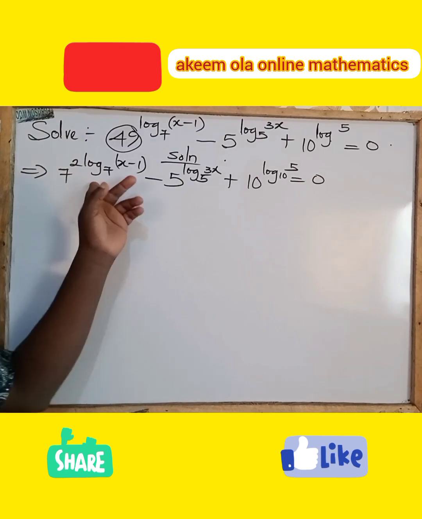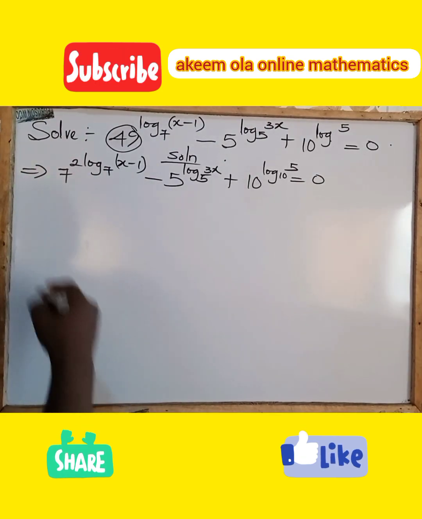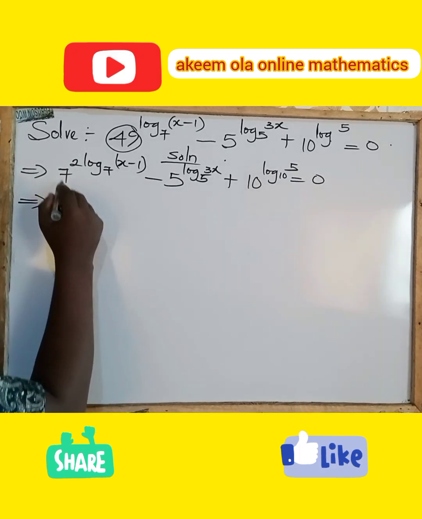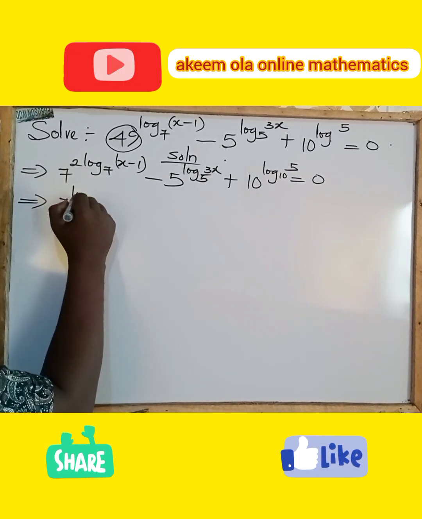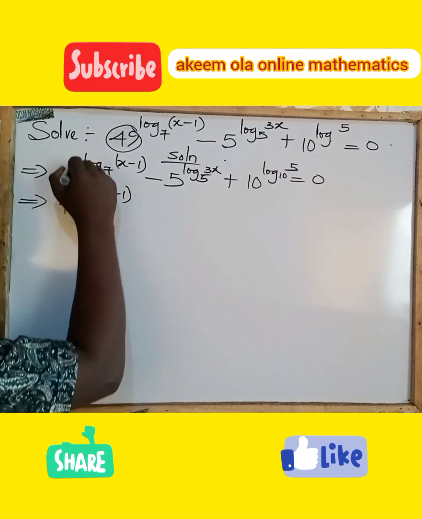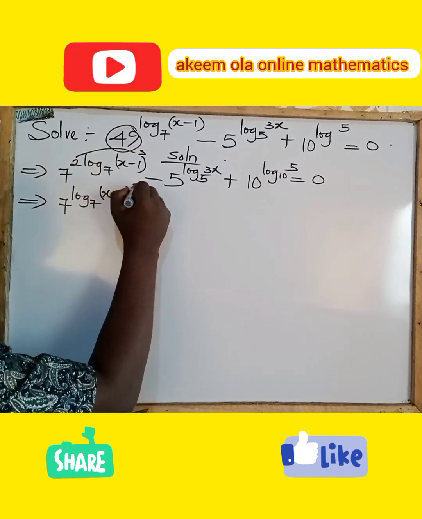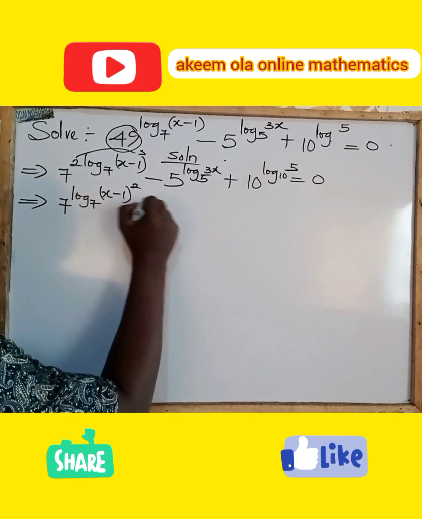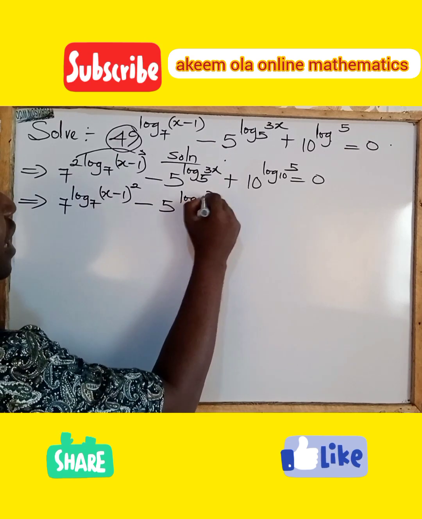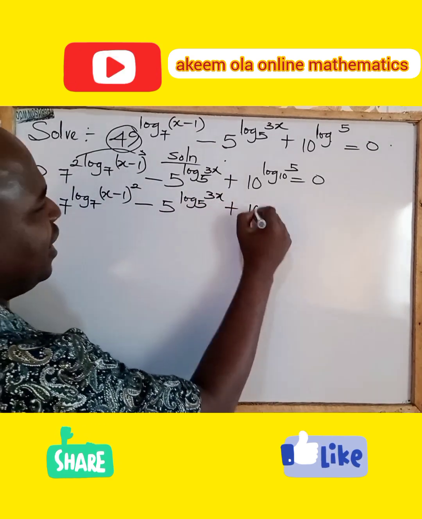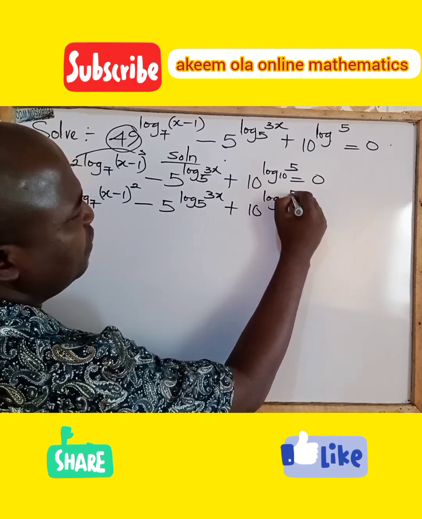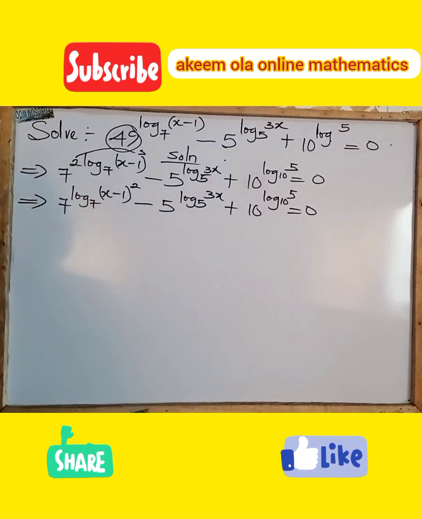From here, there is a particular law that we have. We can still simplify this further. If you simplify this further, we will have 7 log 7 (x minus 1), and the 2 here will become the power, then minus 5 log 5 (3x), then plus 10 log 10 (5). Everything is equal to 0.